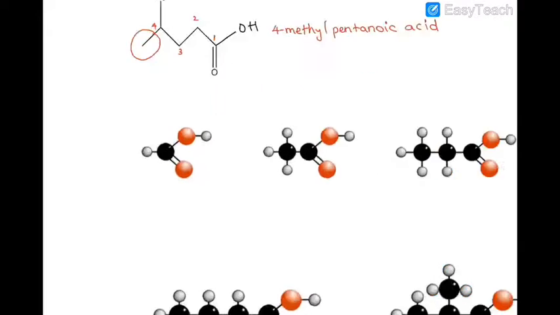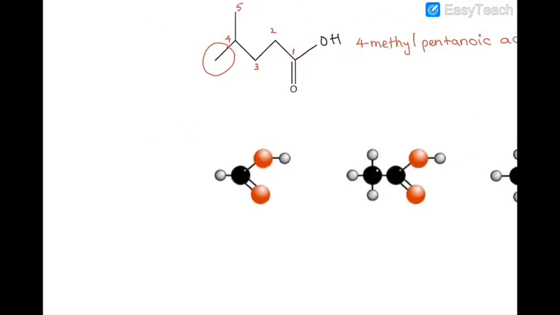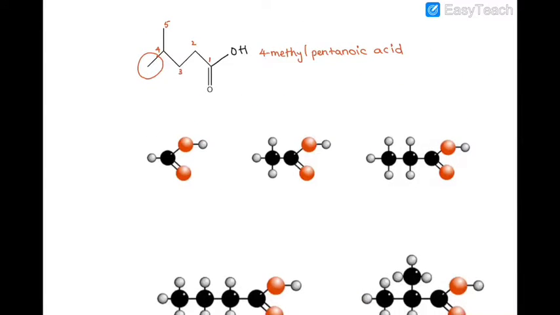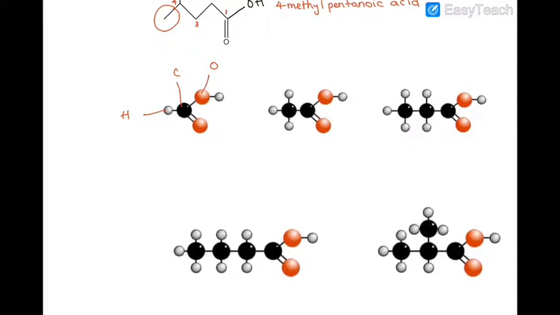These are ball and stick diagrams, and you should be able to name any compound from ball and stick diagrams. The red one is oxygen, the black one is carbon, and these ones are hydrogen. So I have only one carbon here, OH, and then a double bond. So this is methanoic acid, just one carbon.